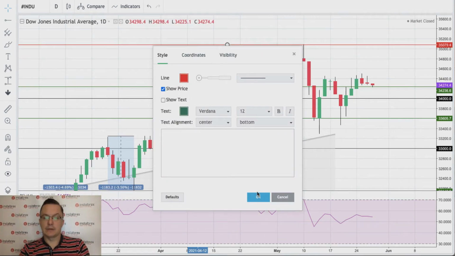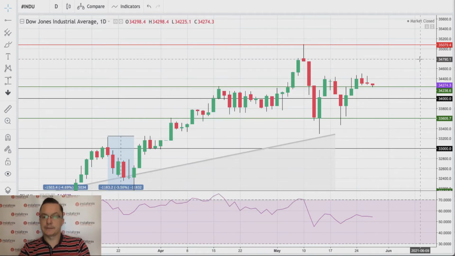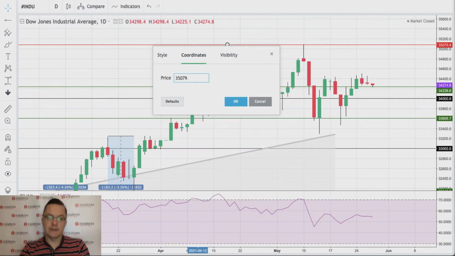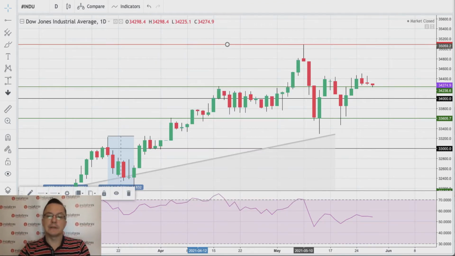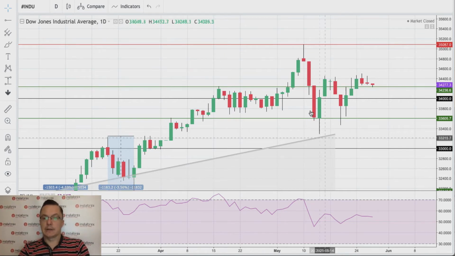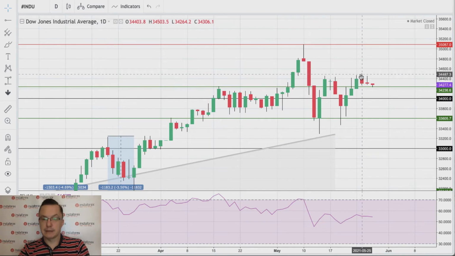And of course we can put the resistance level at the top of this candlestick. Let me just be more precise: 55,087 points. There you go. This is the top. Since then, of course, we have a pullback, bounce, pullback, bounce.